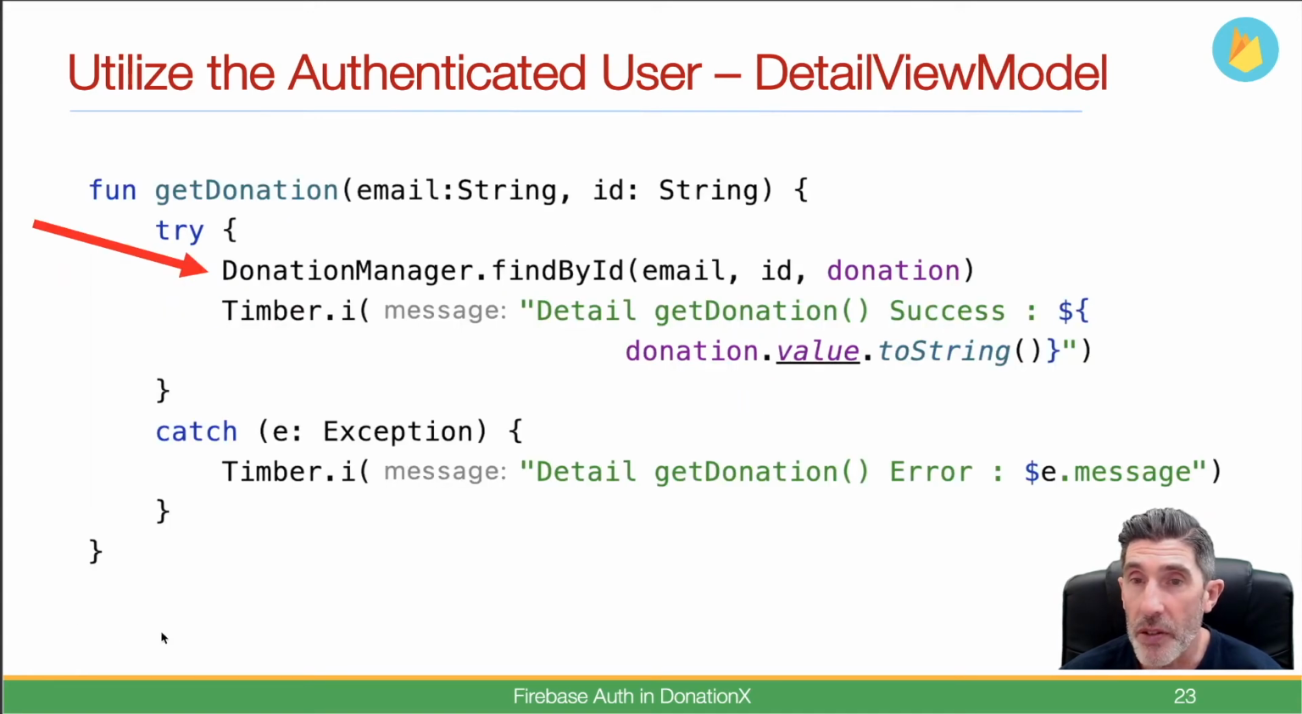In the view model itself, there's the get donation function, taking the email and the ID, and there we are triggering our donation manager again, passing in now the extra parameter, the email, which ties back to our Retrofit interface, which requires that email to go up, hit the server, and look for the ID, but matching the email also. And then that will update the UI and display it accordingly.